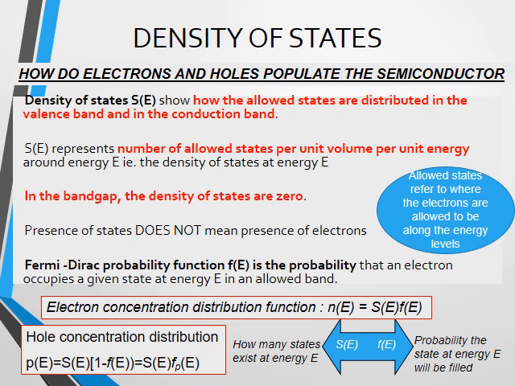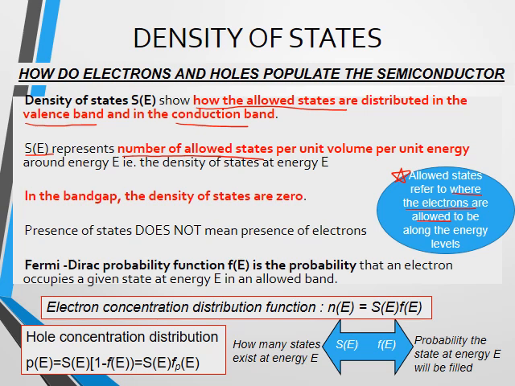Density of states is the mathematical representation that shows how the allowed states are distributed in the valence band and in the conduction band. We know that there are energy levels that exist in the material. Thus, S(E), or density of states, represents the number of allowed states per unit volume per energy. Allowed states is defined as the position where the electrons are allowed to exist along the energy level.